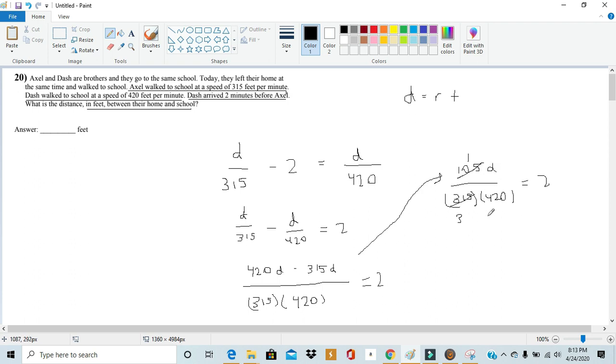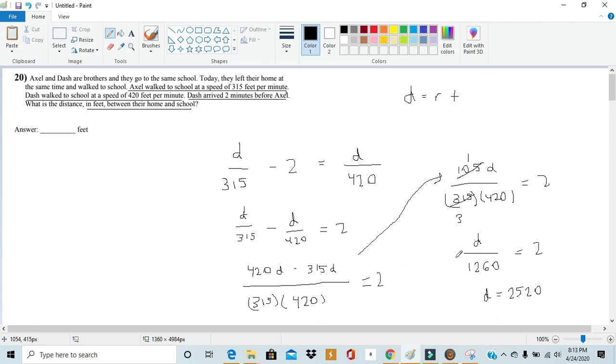So we get d over 3 times 420 equals 2. Now, this is a much better computation than 315 times 420. So now we get that d over 1260 is equal to 2, because 3 times 420 is 1260. We multiply 1260 by both sides, we get d is equal to 2520.